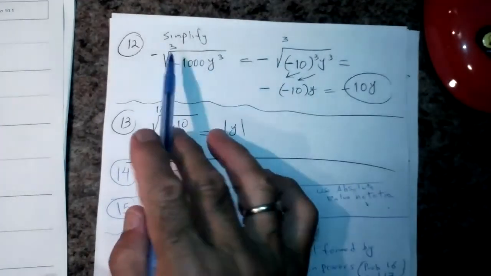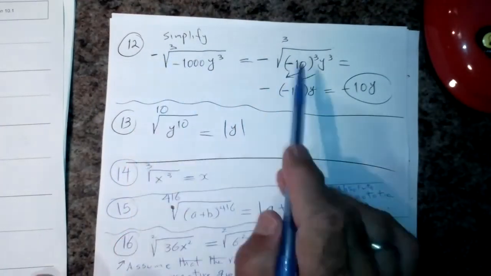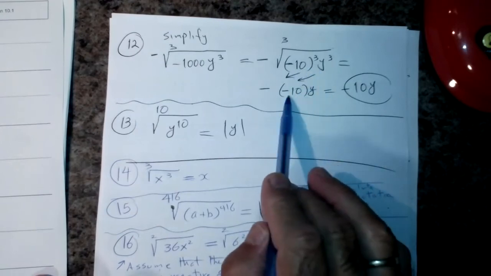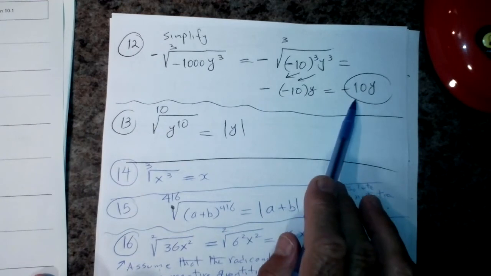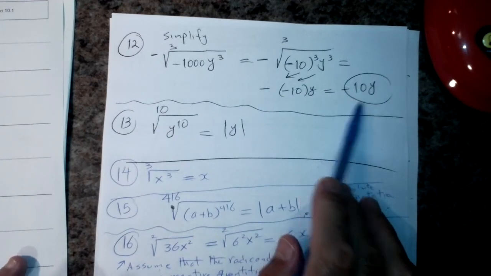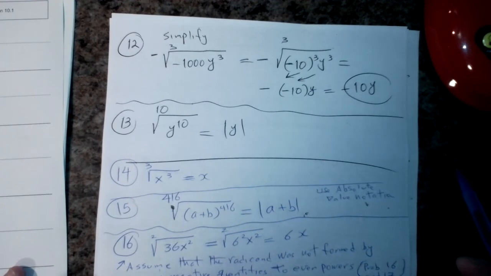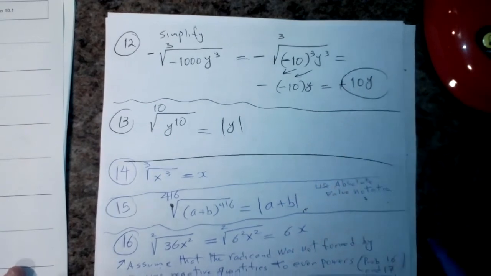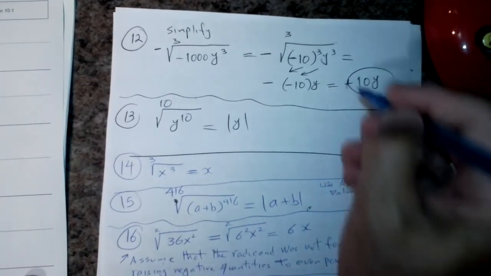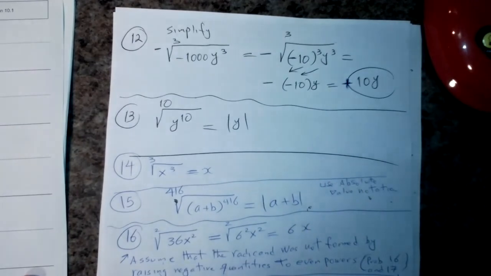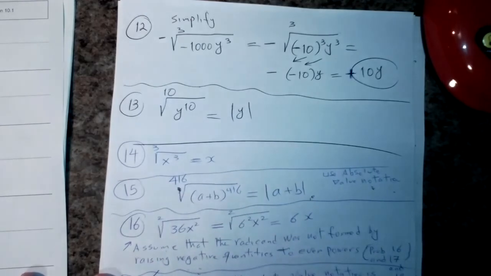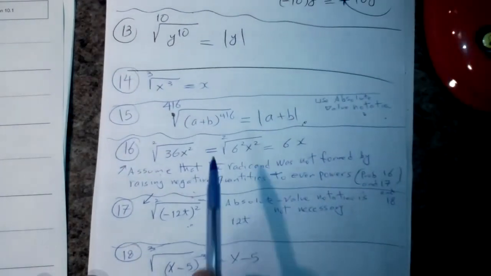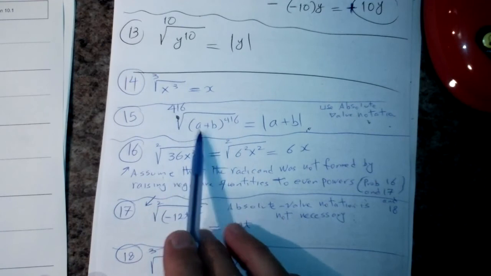See, the root is an odd number. All the negatives are coming out, but there is already a negative sign sitting here waiting. So that negative times negative would make it positive. It should be positive. This one is absolute value. Why? Because it's even. 16 is an even number, so it's absolute value.